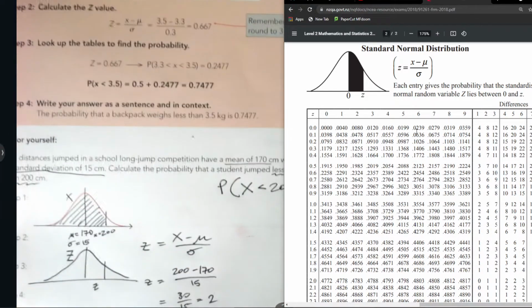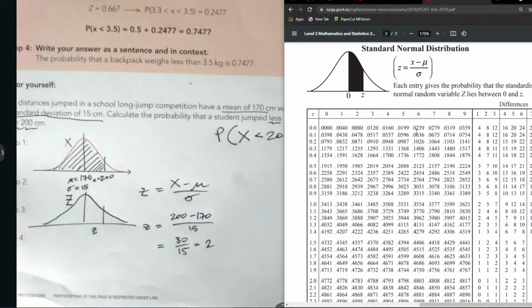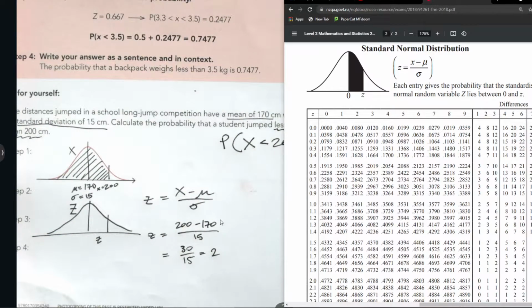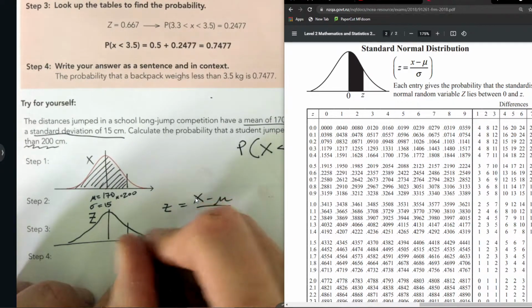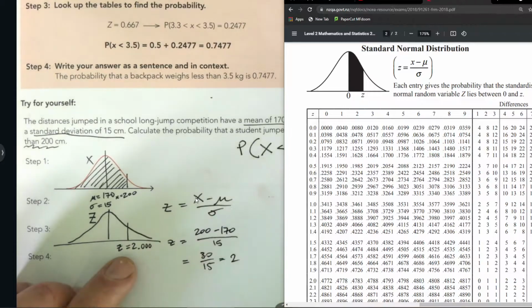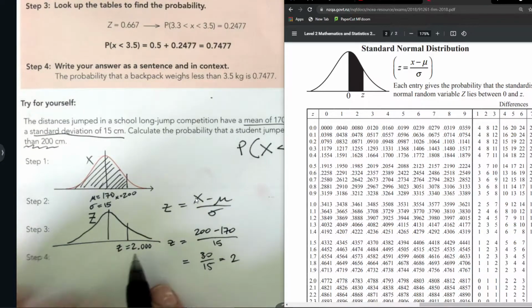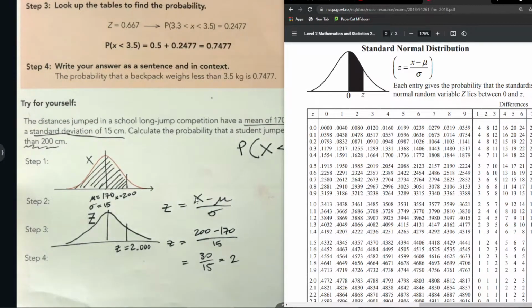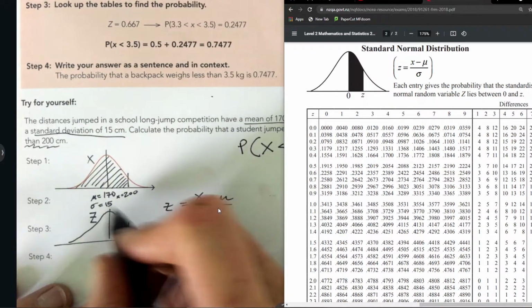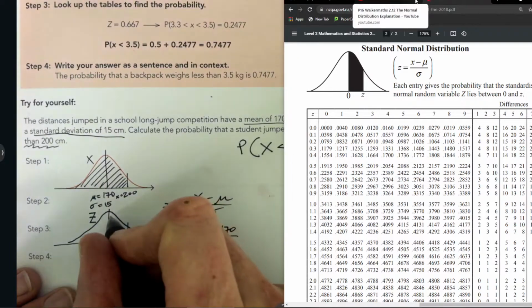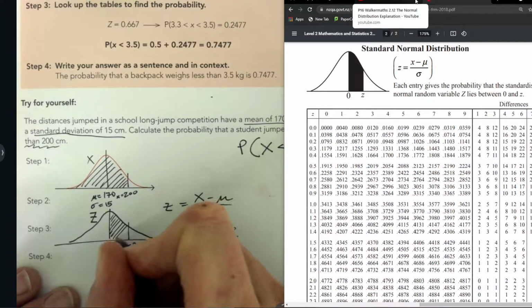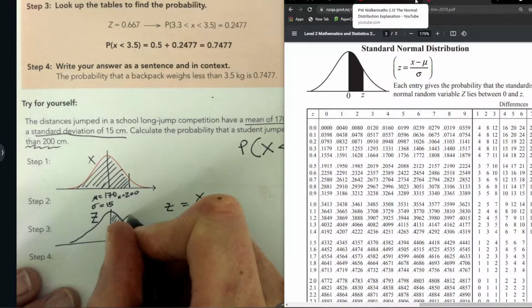Okay, let me just readjust my camera a little bit for you guys. Okay, cool. So our z value is 2. I kind of like to think of it as 2.000, right? Because they can be up to 3 dp long, and we're able to find them in these probability standard normal distribution tables. Okay, so our table helps us find between 0 and z. So we can find this area here using our table. So let's do that.